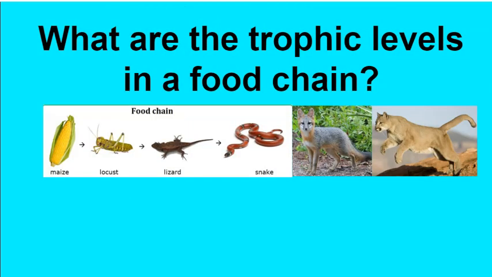Let's look at the basics for that food chain and energy pyramid. It says, what are the trophic levels in a food chain? And these are like the links in the chain. Trophic comes from a Greek word that means food. So that's why they use that word.